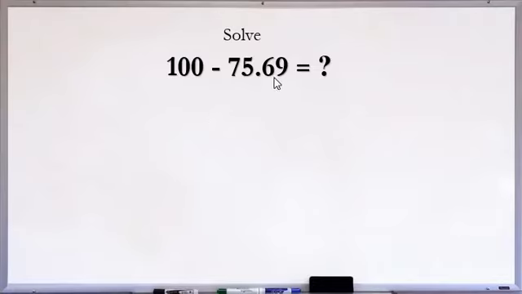Solve 100 minus 75.69. So we've got a decimal point here. We mustn't forget that. And then 100 doesn't have one. We need to create one for 100. We'll also observe we've got 2 numbers, 6 and 9, after the decimal point. That means 100 needs to have 2 zeros after the decimal point. Let's just highlight it. So that's right at 75.69.